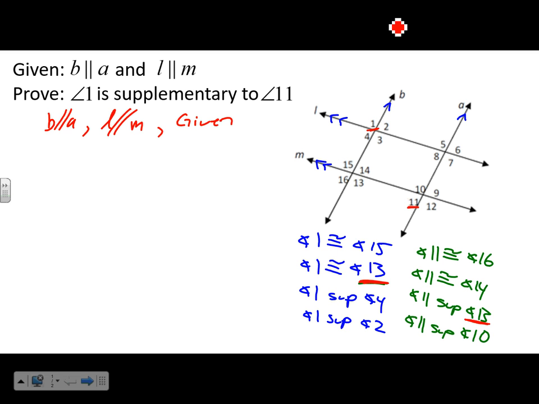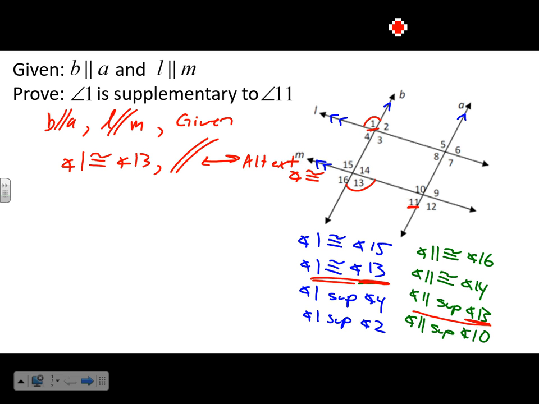So I know angle 1 is congruent to angle 13, and I know that because parallel lines, if and only if, oh, sorry, that's alternate exterior. Alternate exterior angles are congruent. Sorry, ran out of space. So I proved angle 1 is congruent to angle 13. So then I know, so I proved this part.